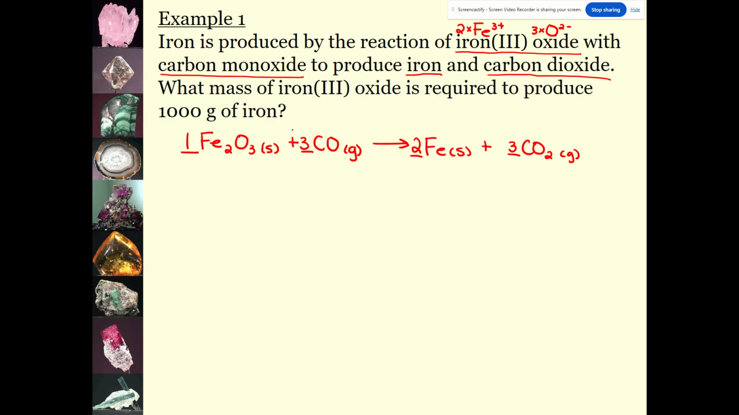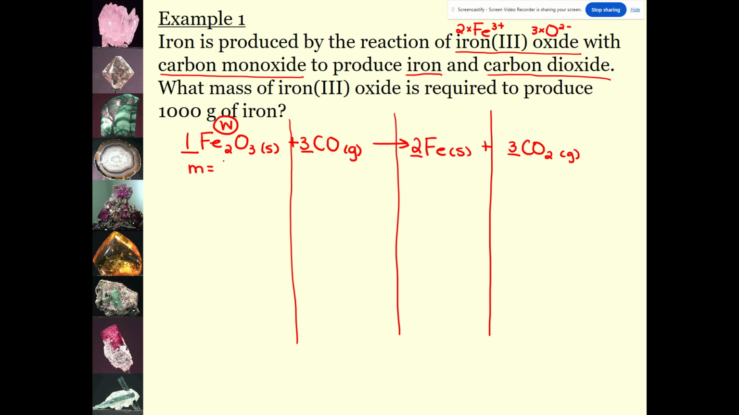Okay, now let's identify our wanted and given, find their molar masses, and write down all the information we have. And like I said, I'm treating this like a chart. The reaction is like the heading of my chart. Everything to do with each substance, I'm going to write underneath it. So the question is asking what mass of iron(III) oxide is required. So I want to find the mass of the iron(III) oxide.